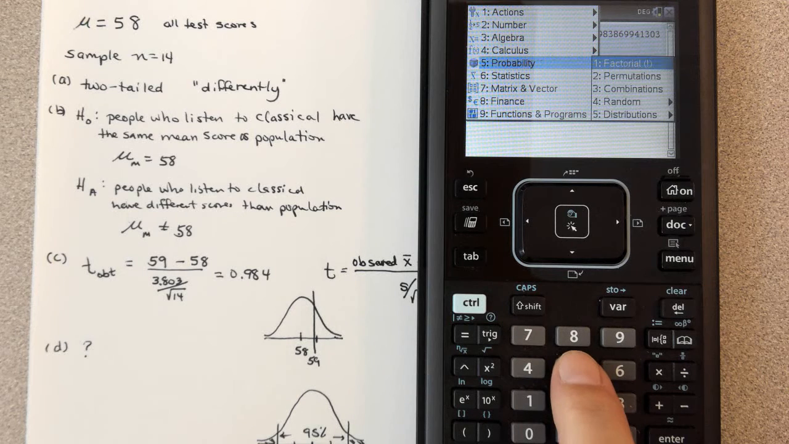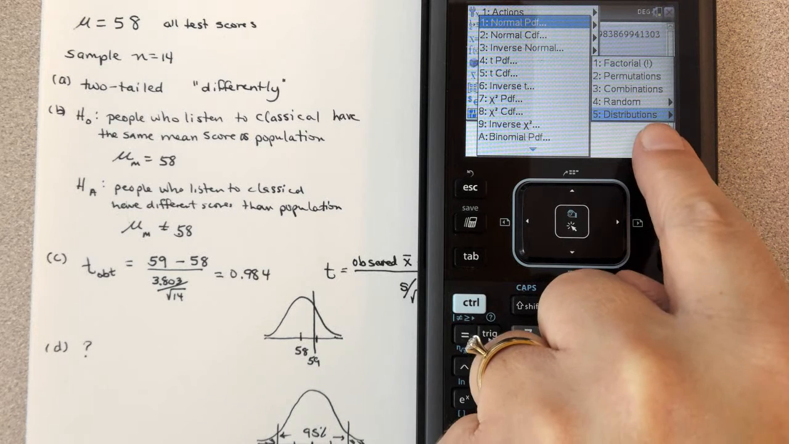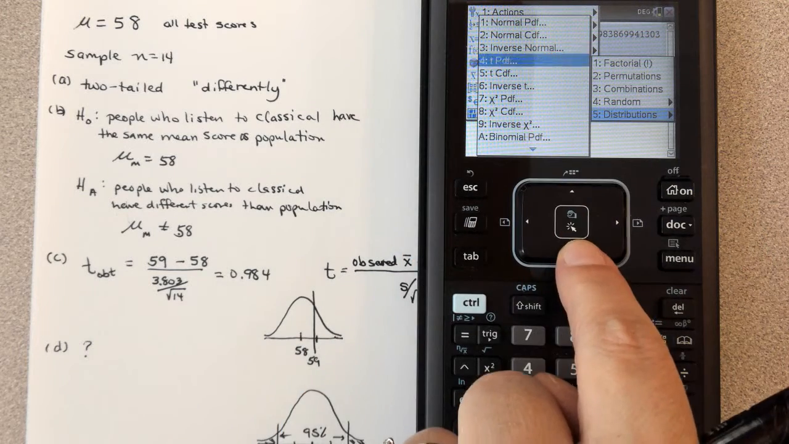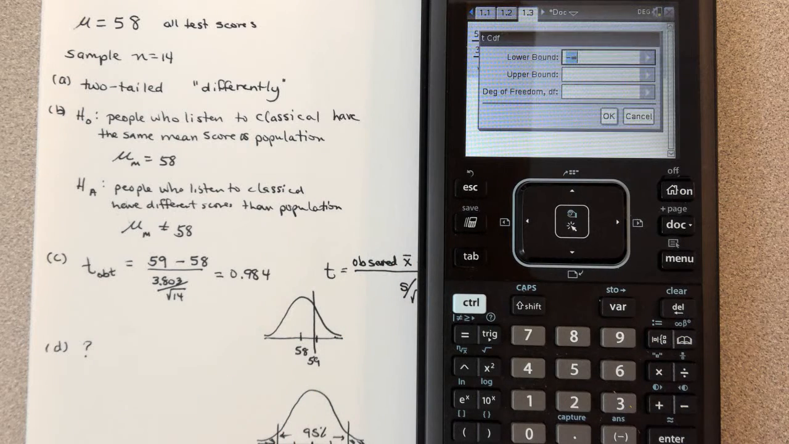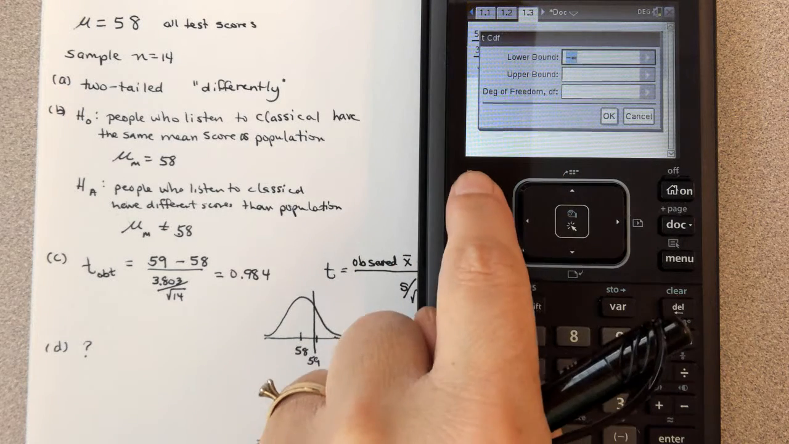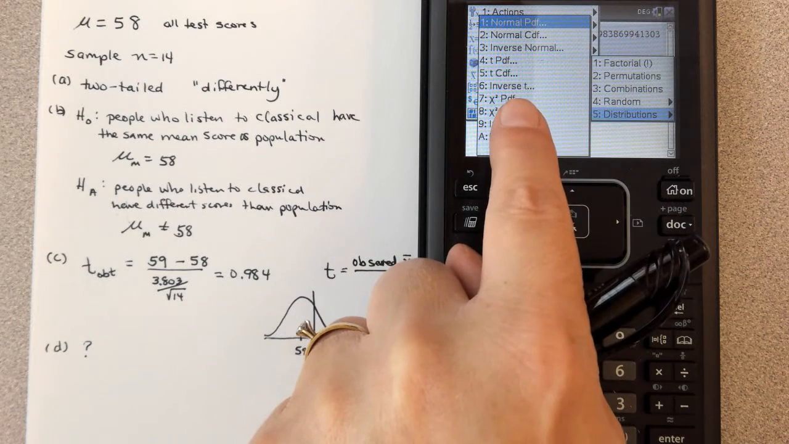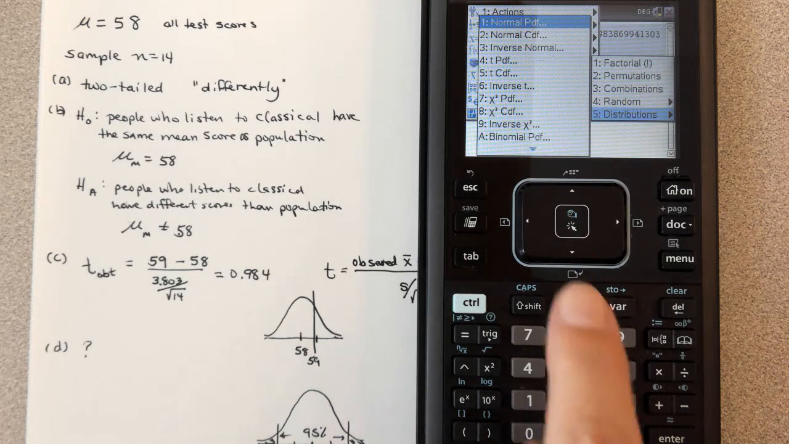But okay, so what we could do, and this may be too much. If it is, just fast forward or skip over it or close your ears. In your menu under probability and distributions, that's number 5, there's some t stuff there, and TCDF gives you cumulative density under a t-curve. That's not what I need, let me back up. Menu, probability, distributions, inverse t will give you a t-score for a cutoff.